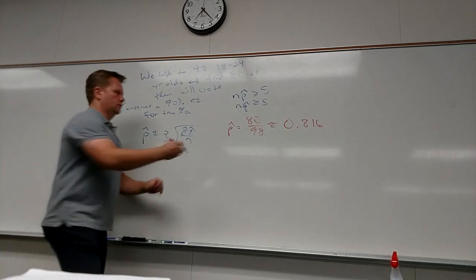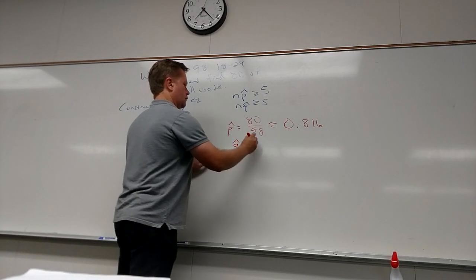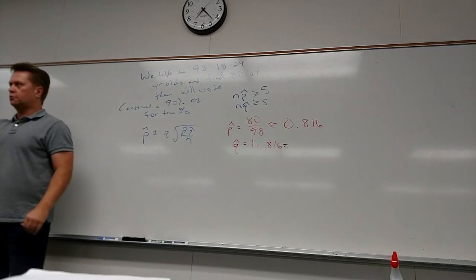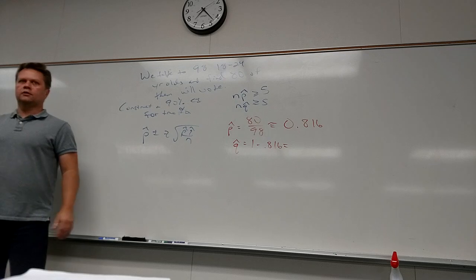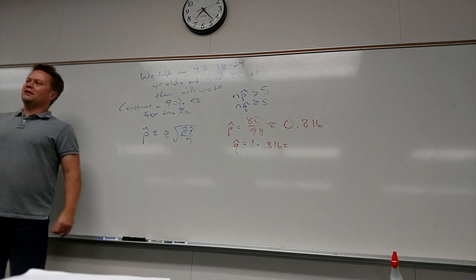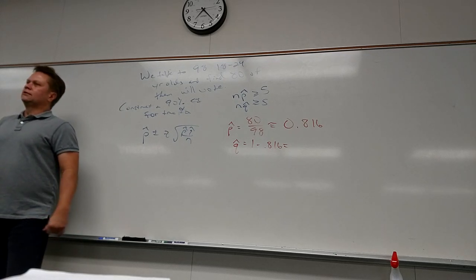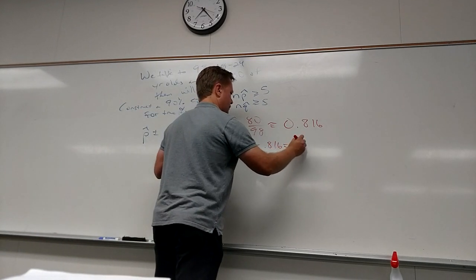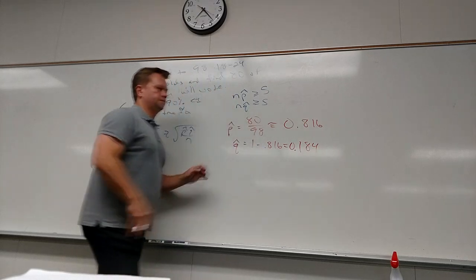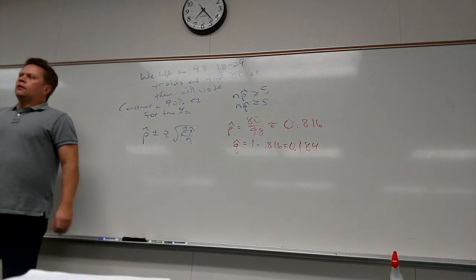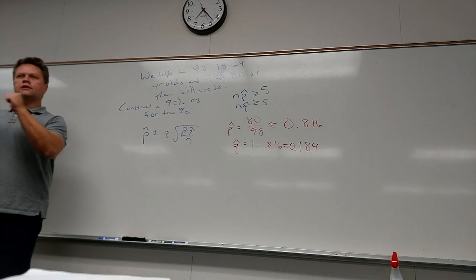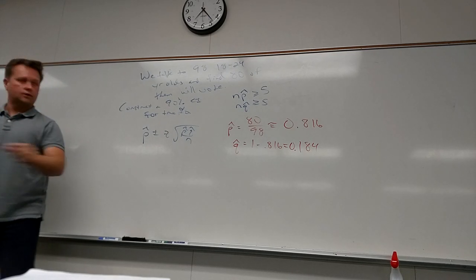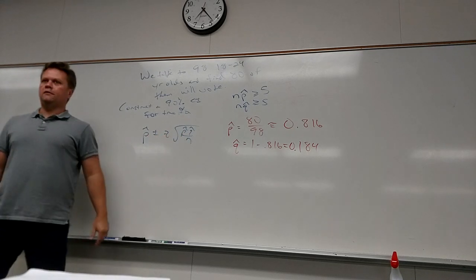What's q hat going to be? 1 minus p hat, exactly. No matter what kind of articles of clothing, p and q have to equal 1. I don't care what they're wearing. P sock, P shoe, P whatever. So what's that? 0.184. All right, now this next part. So that's just calculating the p hat and q hat. See how that shows up in a few places in the formula.